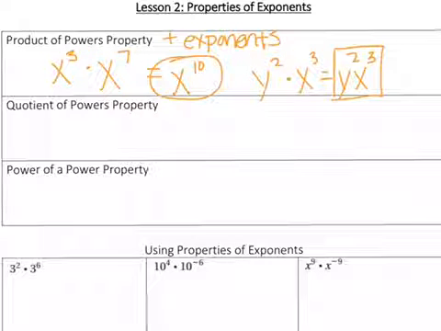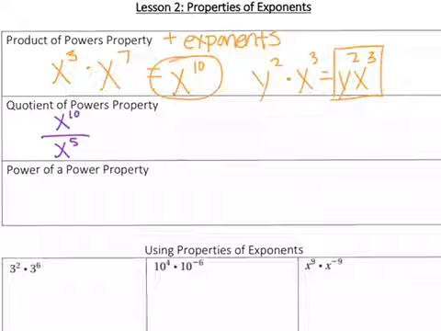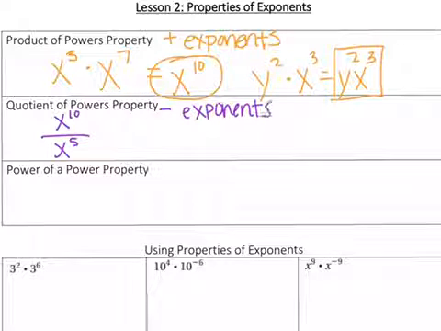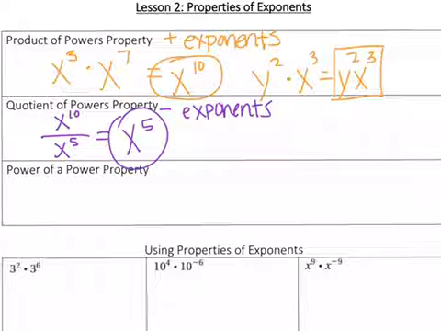The quotient of powers property is basically the exact opposite. So instead of multiplying with the same base, you're going to have to divide. So if we have x to the 10th power divided by x to the 5th power, all you're going to do is subtract the exponents. So when you subtract the exponents, this becomes x to the 5th power. And again, they have to have the same base. And that's what you got. You subtract the bottom from the top.